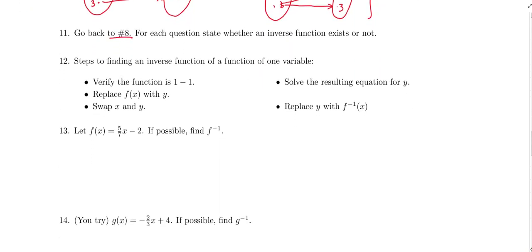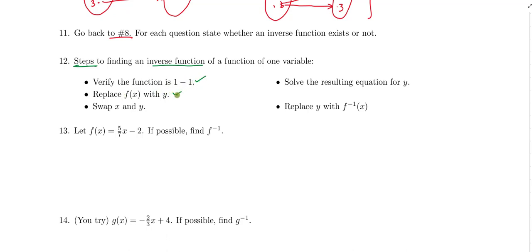Okay, so we've done a whole lot of discussion about when a function has an inverse and what exactly we mean by an inverse. But what we haven't yet discussed is how we go about finding an inverse. So these are my steps to finding an inverse function. And before you go to try to find an inverse function, I've hopefully driven home the point that you need to verify that this function is one-to-one. That's always your first step.